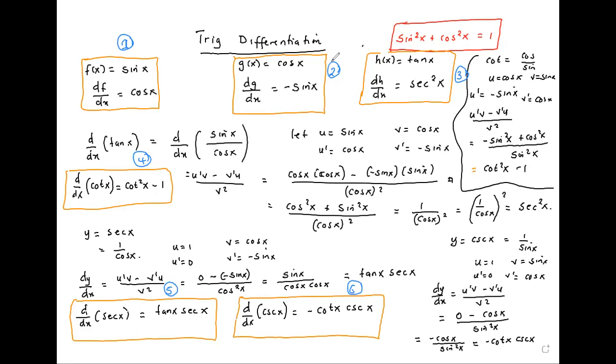What's the last one? The last one here, negative sine squared x plus cos squared x over sine squared x. So was it sine x or sine squared x? Sine squared.